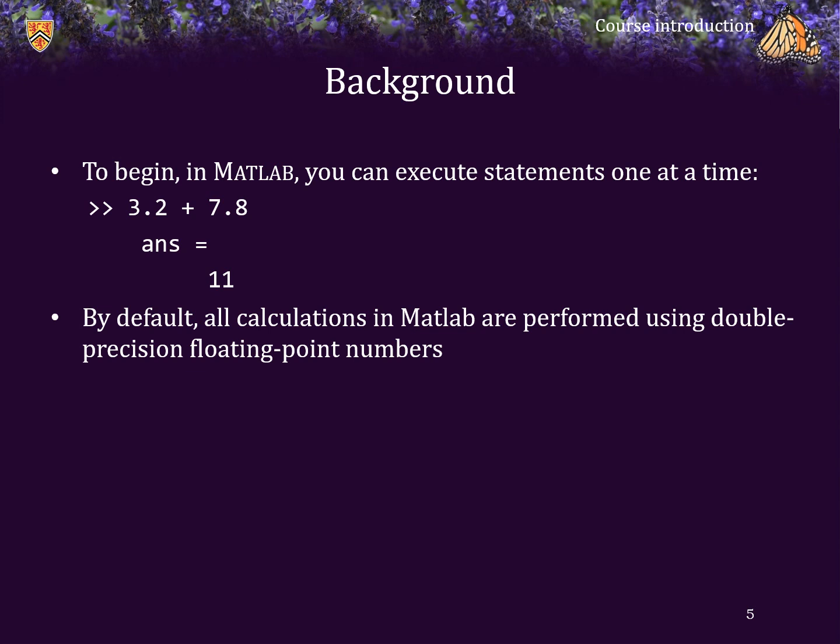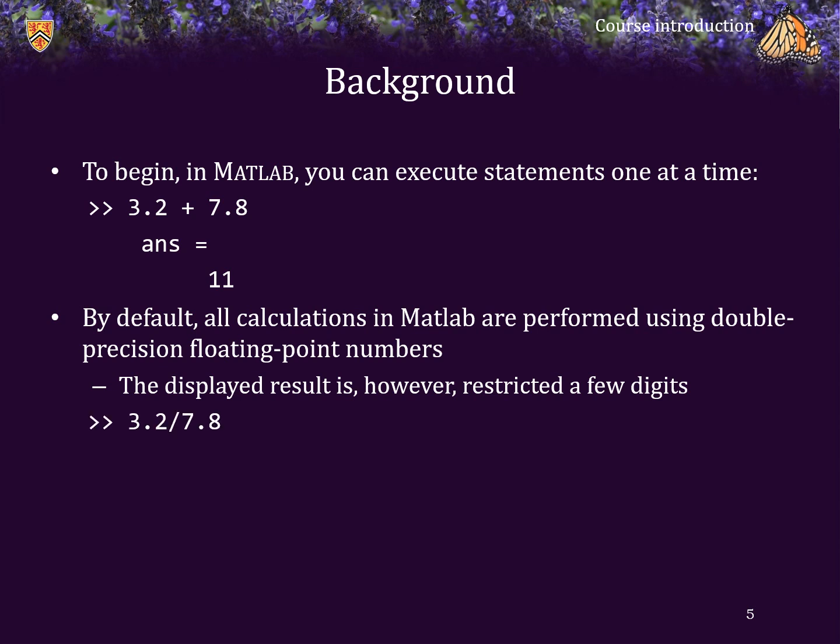Now, by default, all calculations in Matlab are performed using double precision floating point numbers, even the ones that appear to be integer calculations. The displayed result is, however, restricted to only a few digits. So, for example, if you were to calculate 3.2 divided by 7.8, we would see 0.41026, or something close to that, depending on which version or variation you are executing.